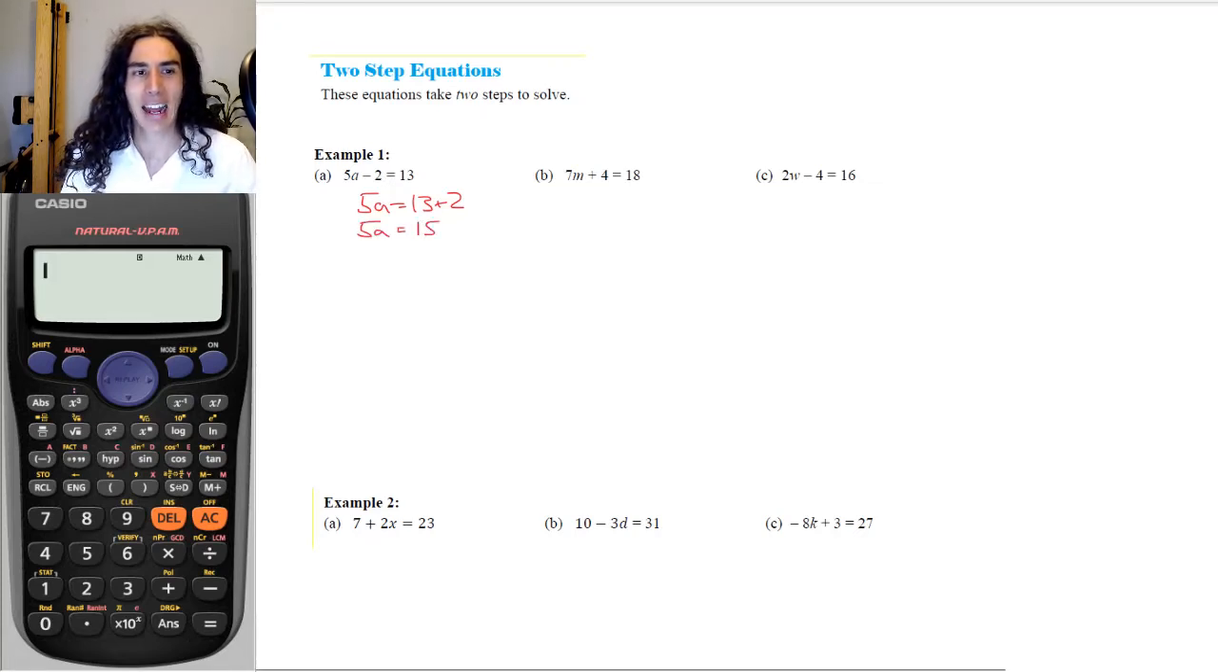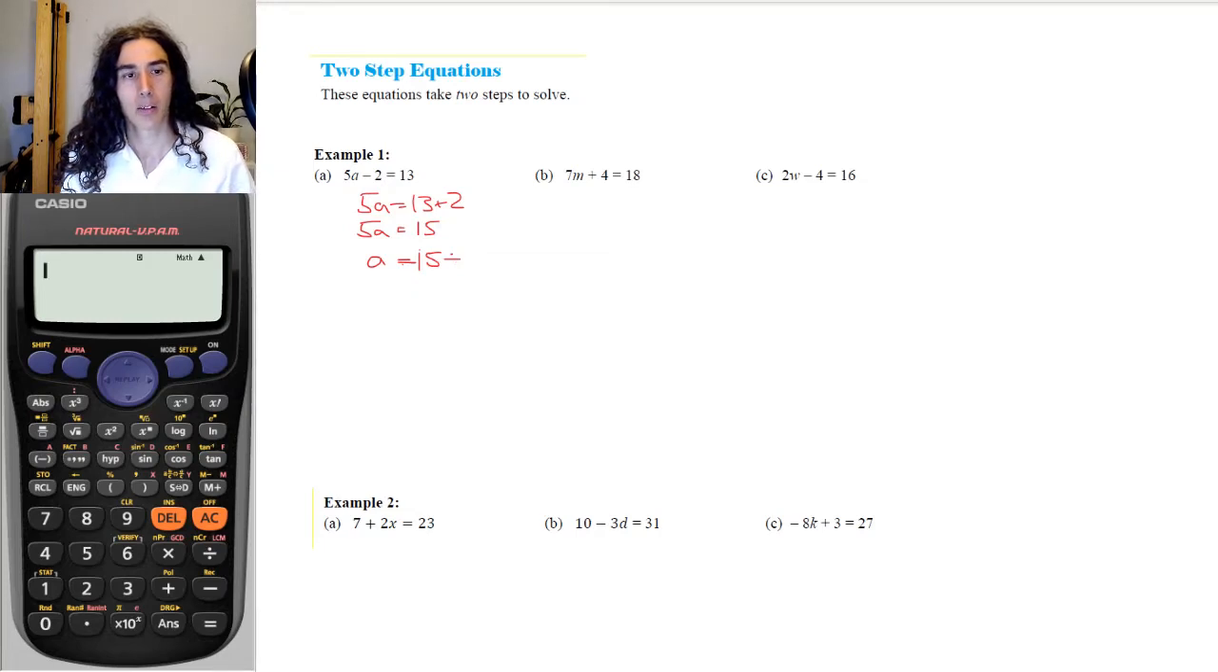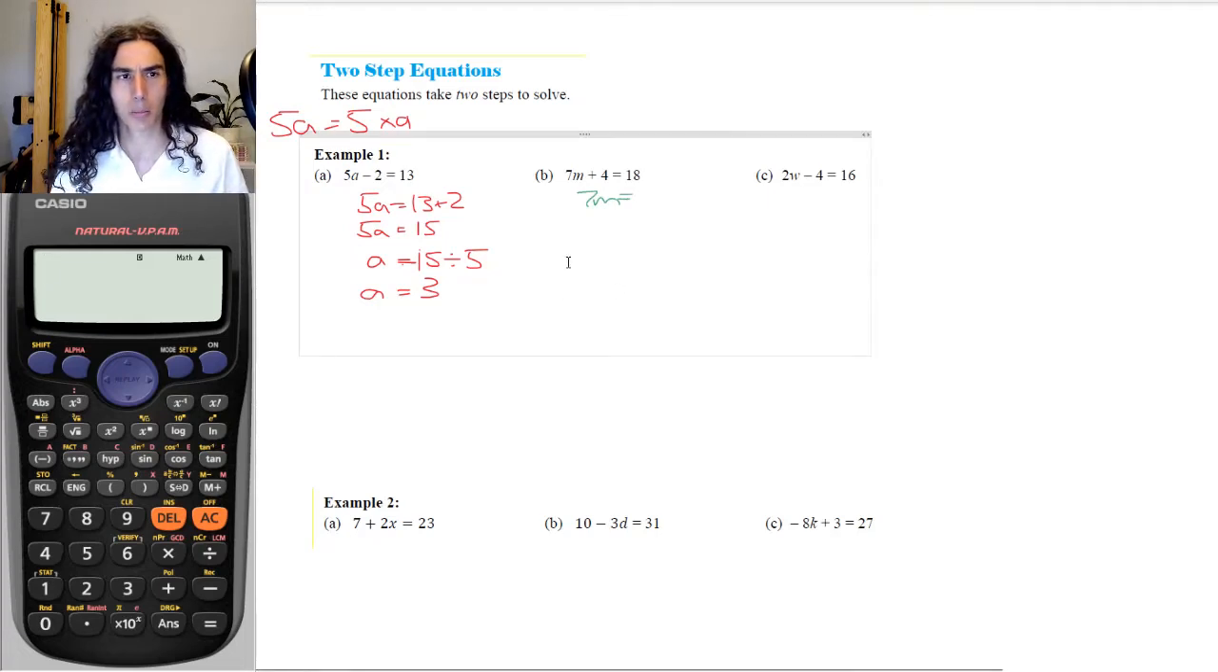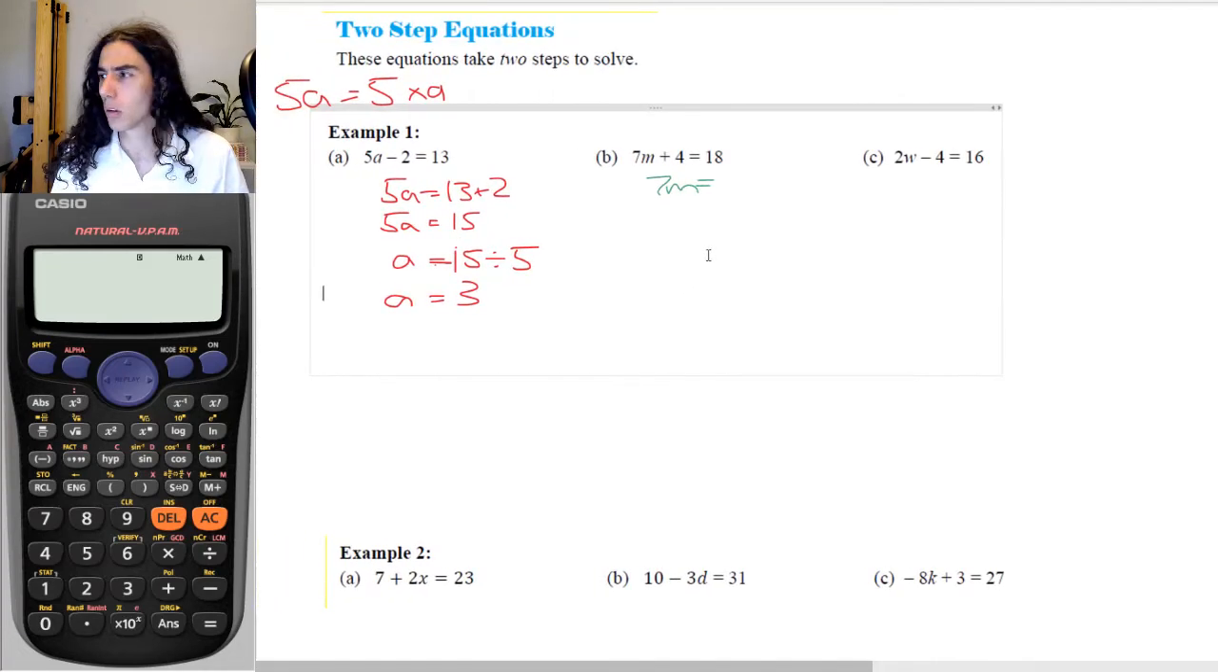And then I'm going to take that 5 to the other side and divide. And A is equal to 15 divided by 5, jumping ahead to the answer, A is equal to 3. Why did I divide? Because 5A means 5 times A. So when I took it to the other side, it became the divide. Here, I'm going to get the plus 4 to the other side. Got to zoom in. I'll make this bigger. It's way too small.